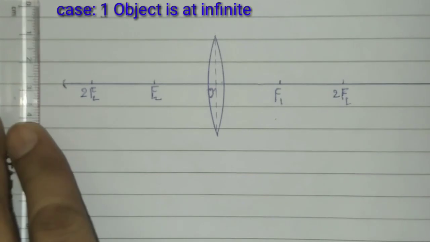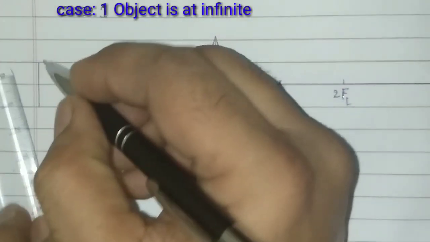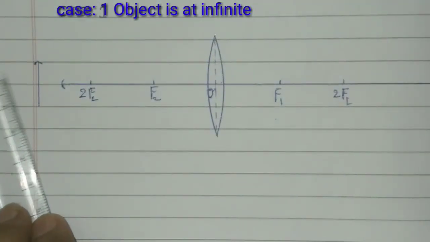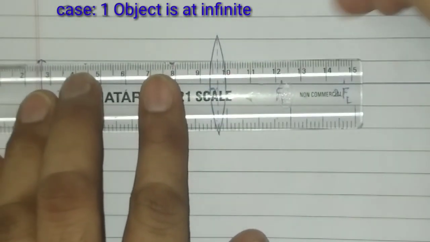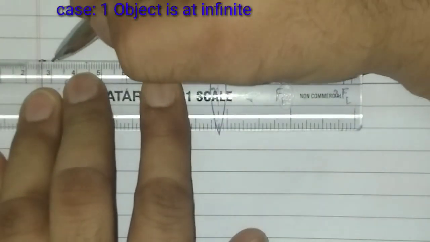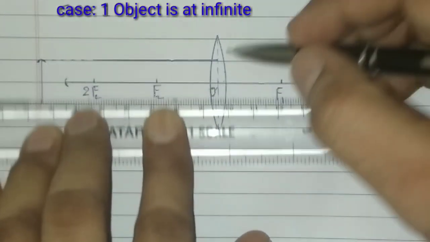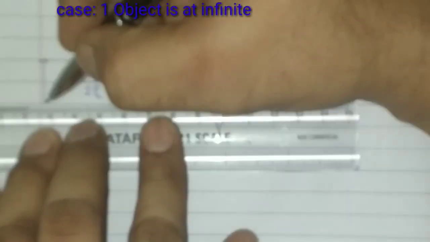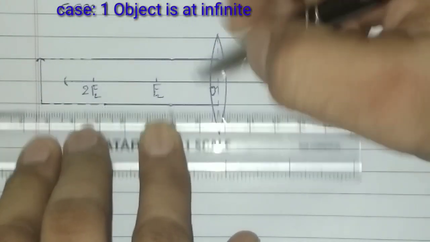Now the object is at infinity, so place the object like this. Only two types of rays are taken. First, parallel to the principal axis, and second, passing through the optical center. Now since rays are coming from infinity, this section will be dotted and this is continuous. And the rays will come up to this line, up to this line. Similarly here also, dotted rays and then continuous.